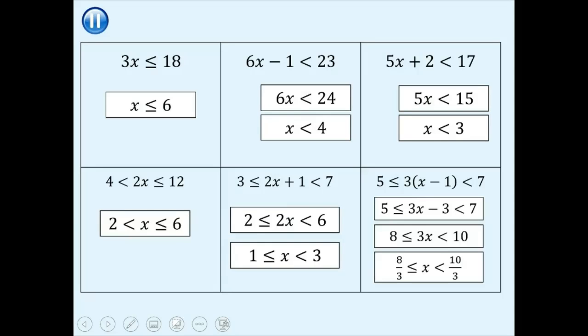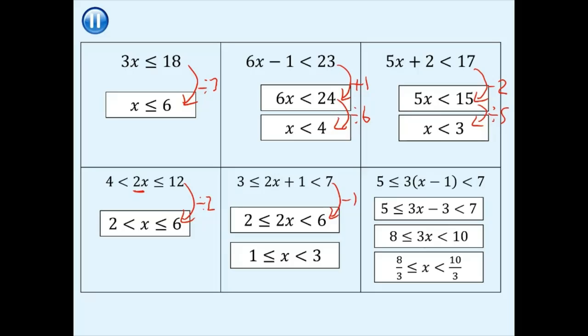Okay, if you did those, here are your answers. Just to be clear, you should have divided by 3 to begin with. On this one, add 1, and then divide by 6. This one, you should have taken 2, and then divided by 5. This is a straightforward just divide by 2 because I have 2 lots of x. Take 1 to get rid of the plus 1. Divide by 2 to get rid of the 2x. And the final one, expand the brackets first, then add 3, and then divide by 3.